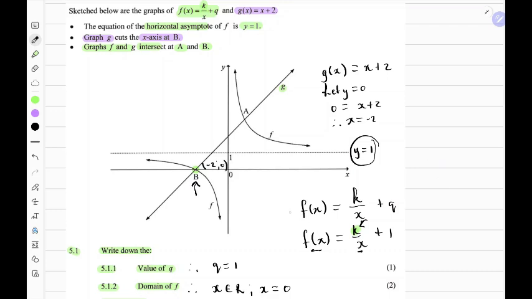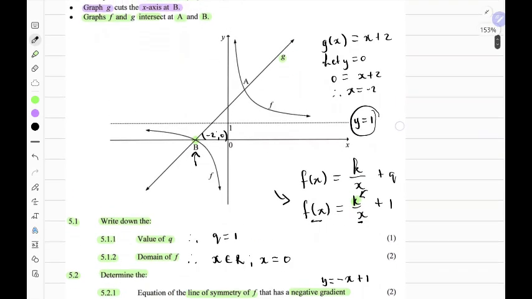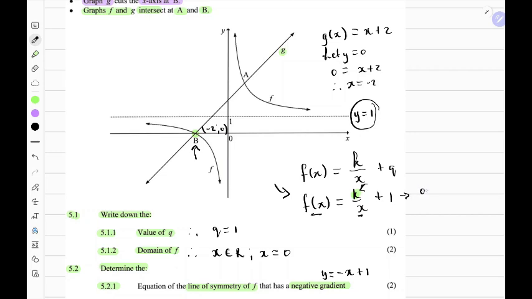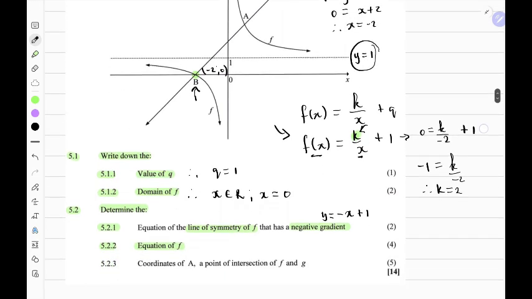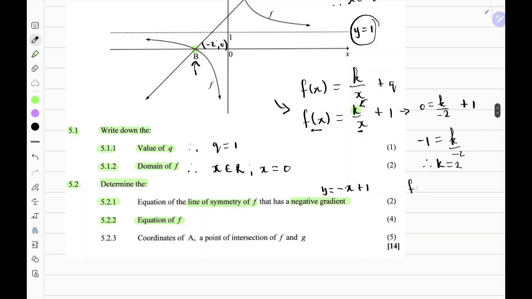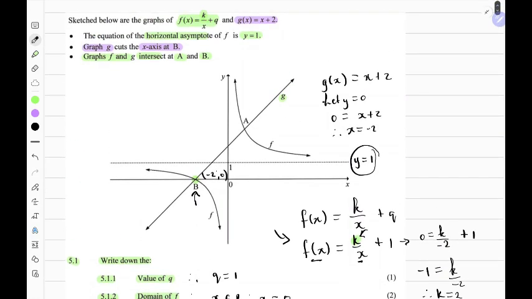So now we can substitute these coordinates in f of x to find k. So when f of x is 0, it implies that x is negative 2, plus 1. So this is negative 1 is equal to k over negative 2. So therefore, k should be equal to positive 2. So now we can define f of x. f of x should be equal to 2 over x plus 1. So I'm just going to note it here. f of x here is equal to 2 over x plus 1.